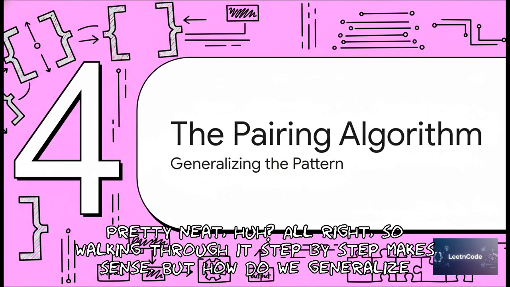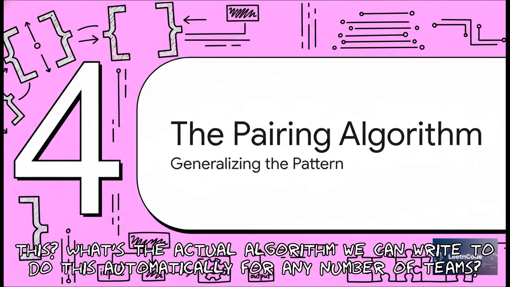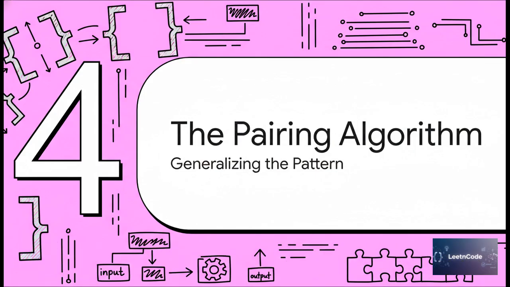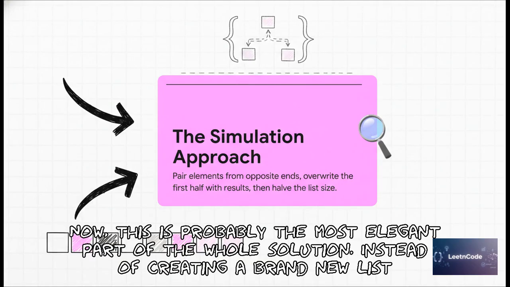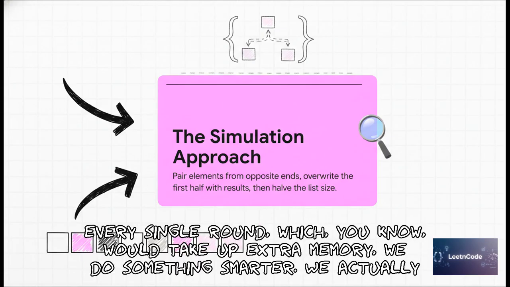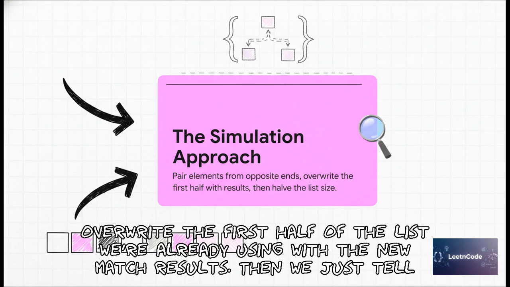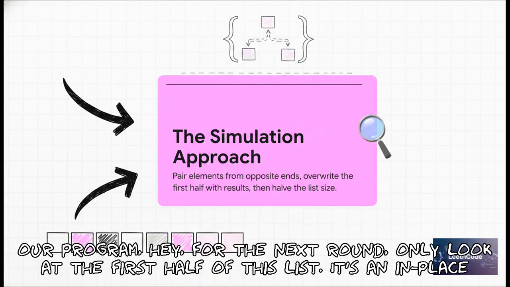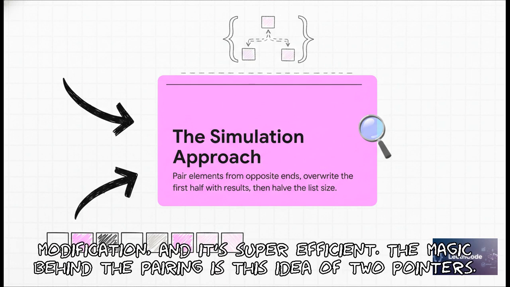All right, so walking through it step by step makes sense. But how do we generalize this? What's the actual algorithm we can write to do this automatically for any number of teams? Now, this is probably the most elegant part of the whole solution. Instead of creating a brand new list every single round, which would take up extra memory, we do something smarter. We overwrite the first half of the list we're already using with the new match results. Then we just tell our program, for the next round, only look at the first half of this list. It's an in-place modification, and it's super efficient.